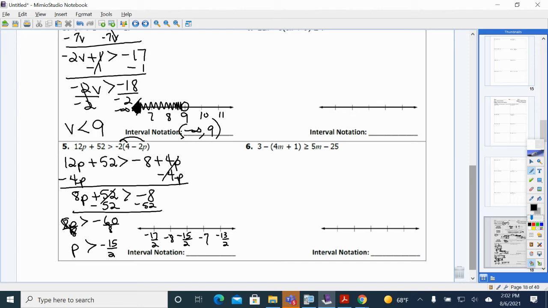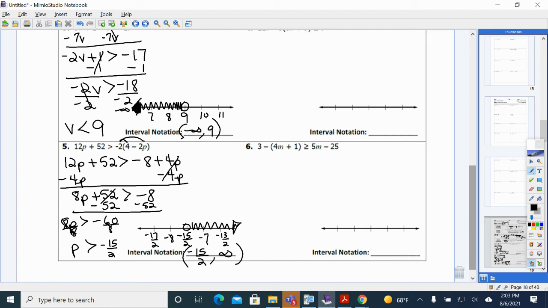And it is an open circle at negative 15 over 2. And it says greater, so we're going to go to the right. For my interval left to right, it starts at negative 15 over 2 and goes to positive infinity. And they both are going to get parentheses because infinity is not an ending point. So it has to have a parentheses, and negative 15 over 2 is an open circle.